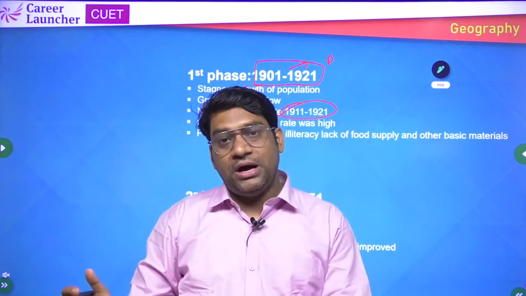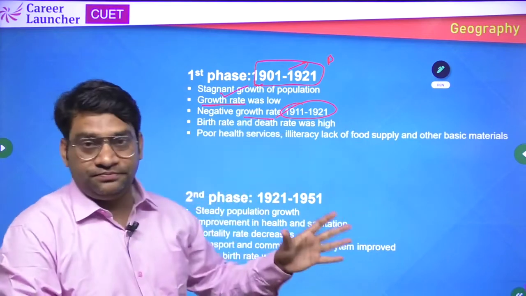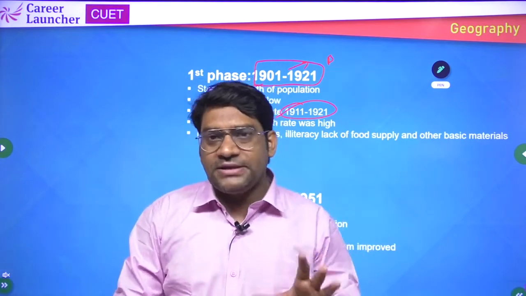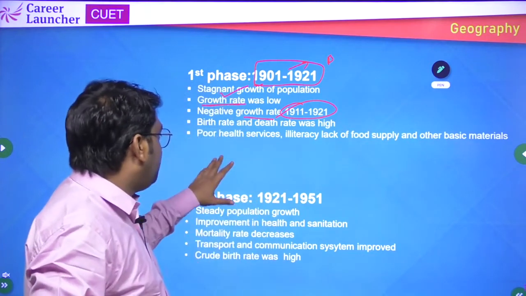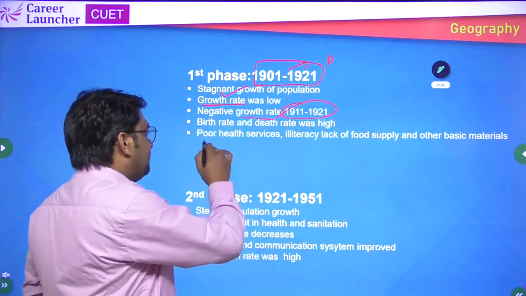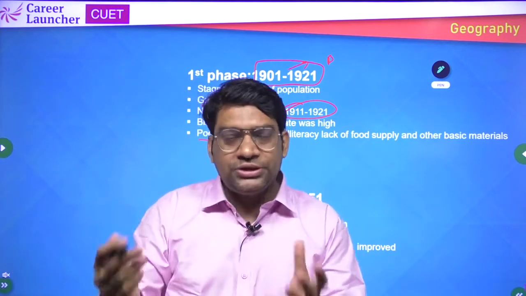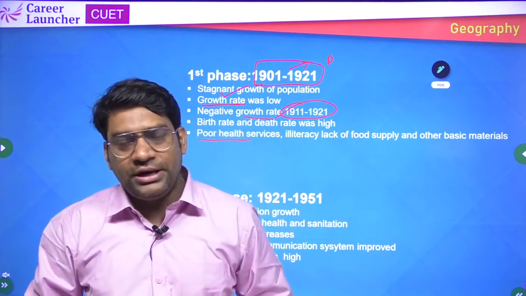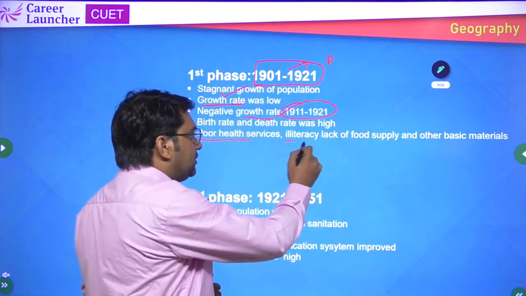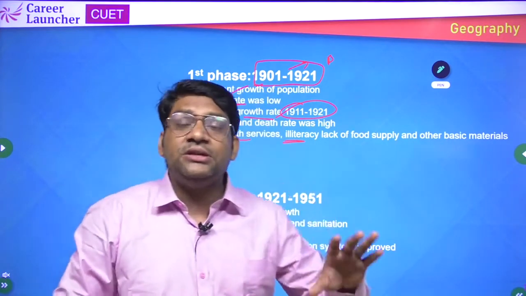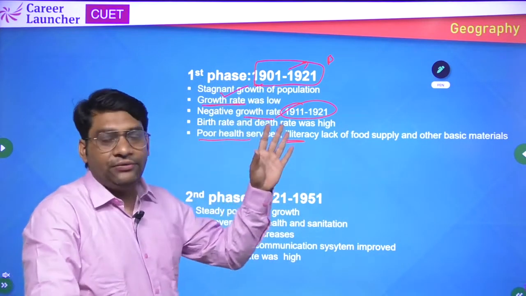So for the negative growth rate, you see how the crude birth rate and death rate were. Okay, birth rate and death rate were high because medical facilities were not good, and life expectancy of people was also very low. This is called poor health services, which was the reason. Pregnant women were not able to get sufficient nutritious food. Children did not have nutritious food, and malnutrition was a big problem. Okay, illiteracy was also there, and lack of food supply and other basic material was the reason behind the stagnant growth rate during 1901 to 1921.